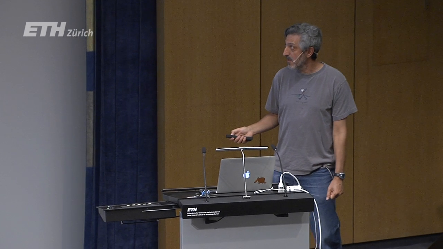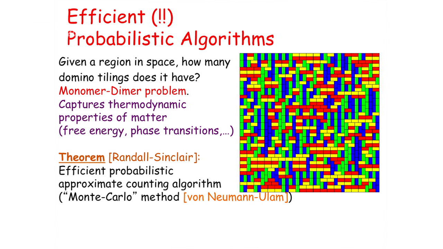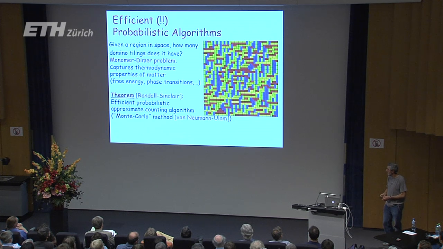And the question is, well, how to do it efficiently? It turns out that there is a result which gives an efficient probabilistic algorithm, a polynomial time algorithm using randomness, that approximates this number to very, very high accuracy. And this algorithm, of course, I'm not going to describe. It's quite sophisticated, but for those who know, it follows this paradigm, which is often called the Monte Carlo method, that von Neumann and Ulam developed in the context of the nuclear program.